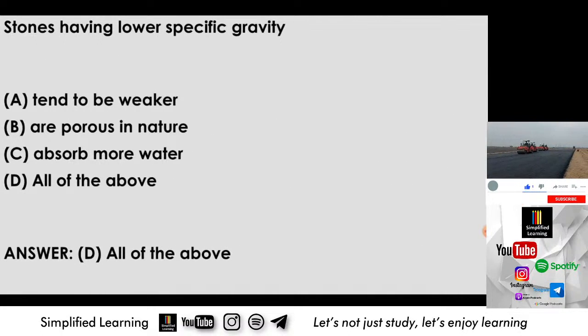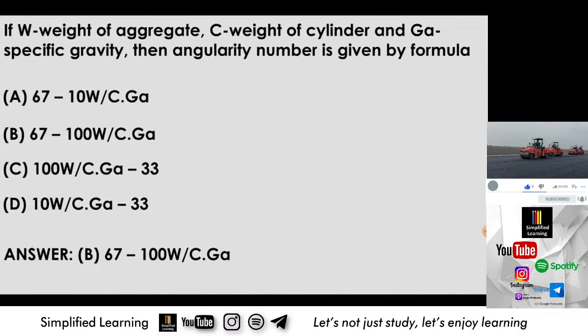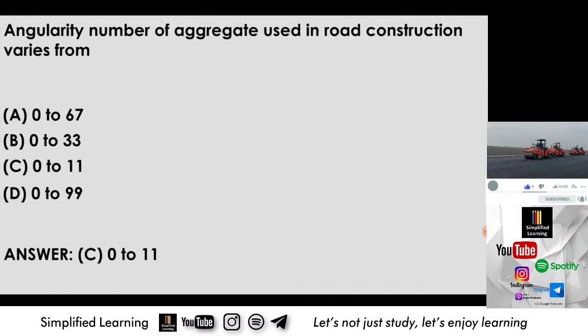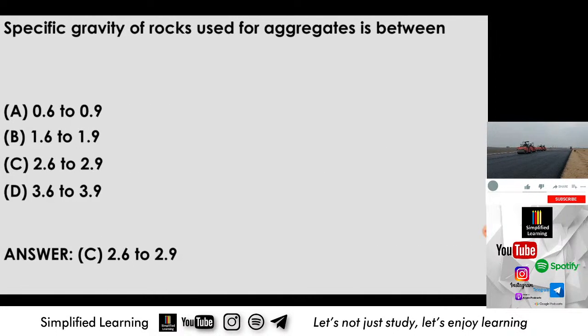Stones having lower specific gravity tend to be weaker, they are porous in nature, and they do absorb more water. If W is weight of aggregate, C is weight of cylinder, and Ga is specific gravity, then angularity number is given by the formula 67 minus 100 W divided by C into Ga. Angularity number of aggregate used in road construction varies from 0 to 11. Specific gravity of rocks used for aggregate is between 2.6 to 2.9.